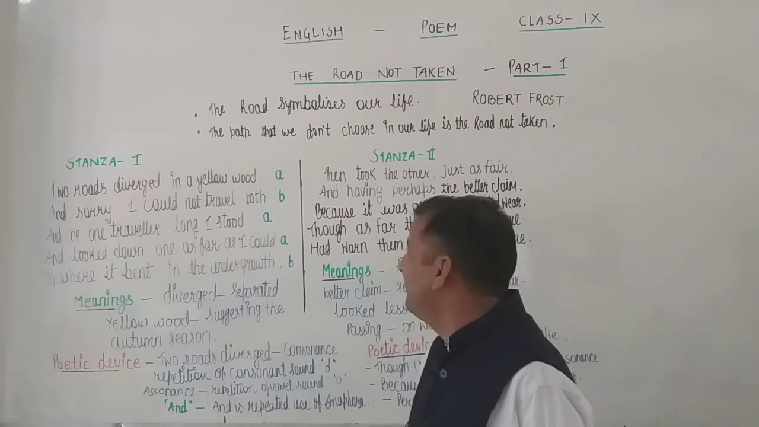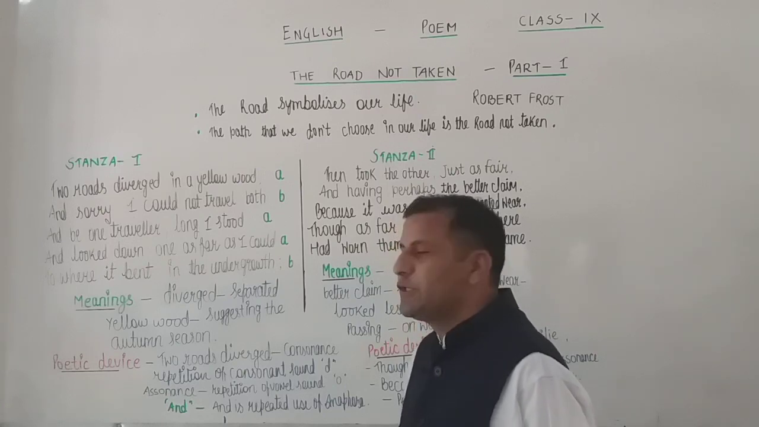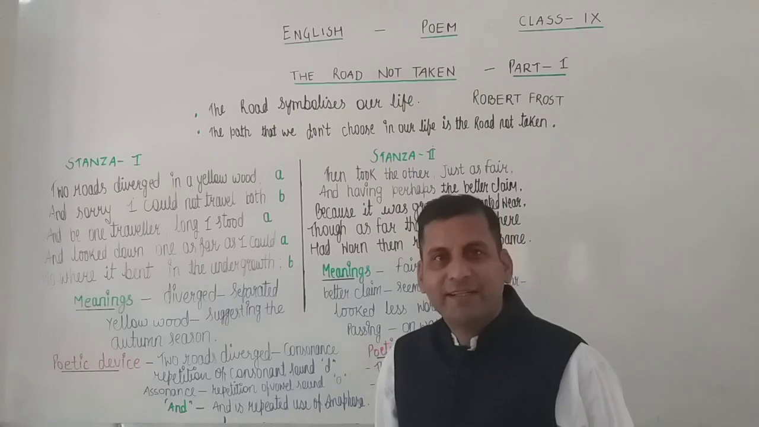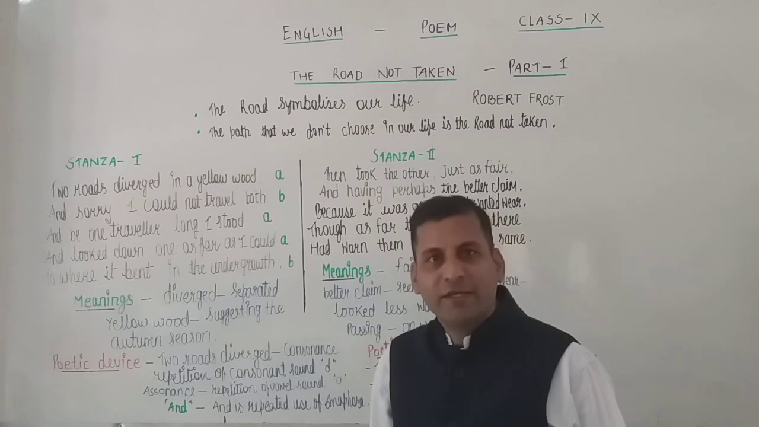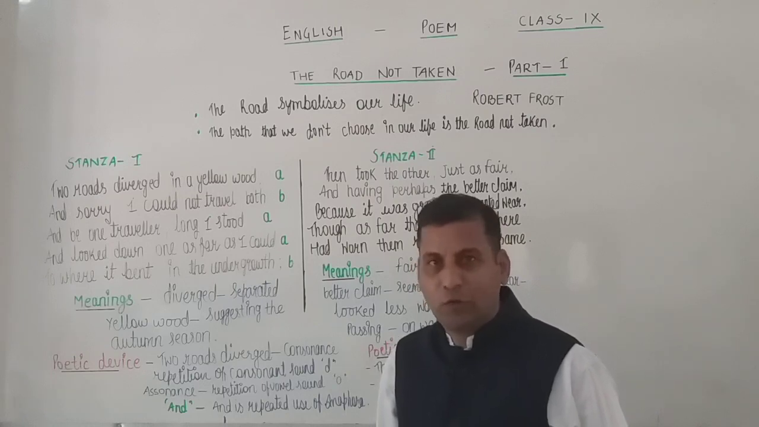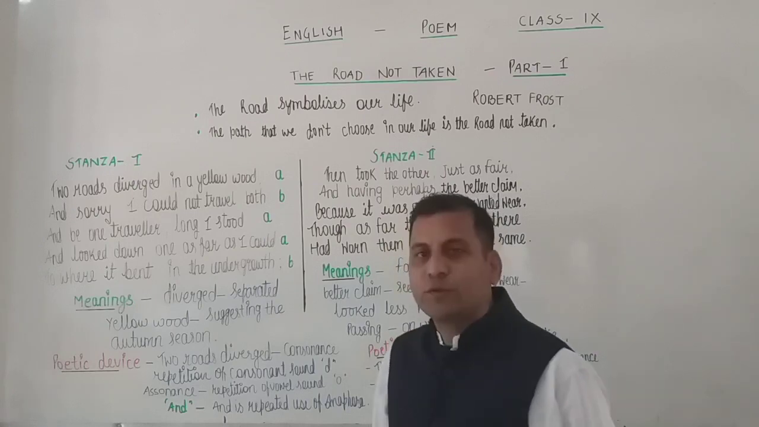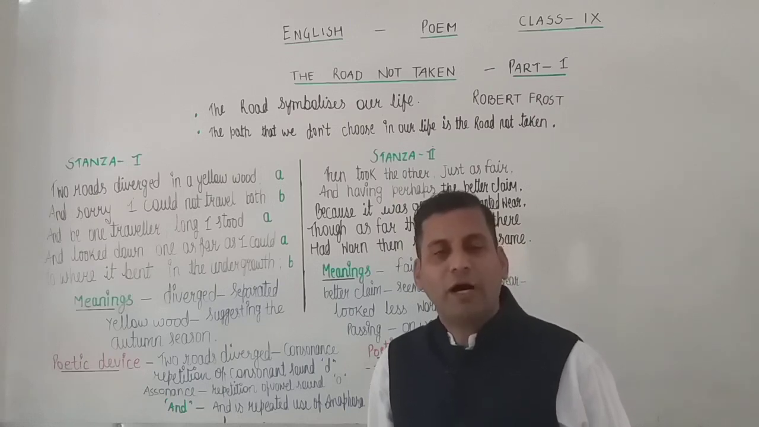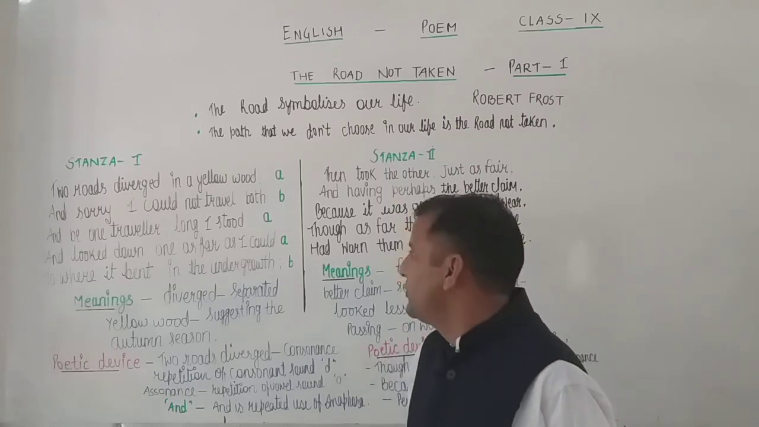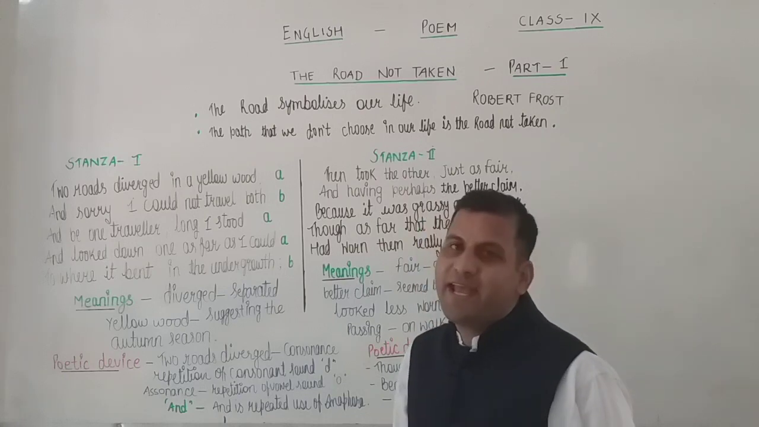And be one traveler, long I stood and looked down one as far as I could. Students, here the poet is saying that being one traveler, he could not travel both the roads. It is impossible for him to travel both the roads. So students, and looked down one as far as I could. Now students, the poet bent down to look forward, about the road, to where it bent in the undergrowth. So students, the rhyme scheme of this stanza is A, B, A, B.